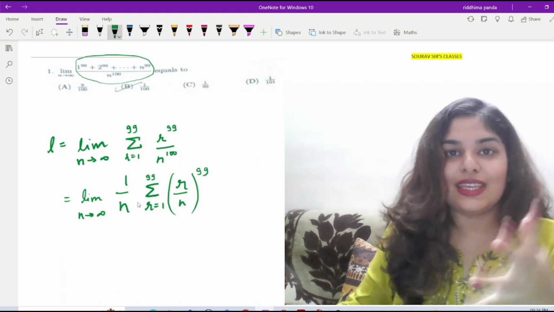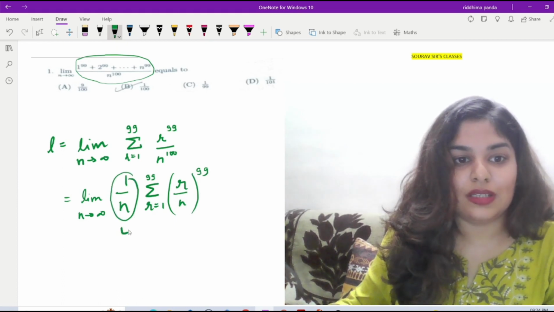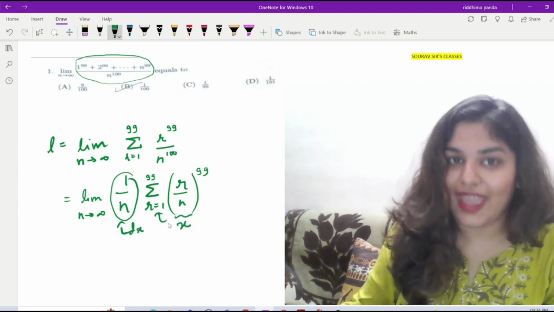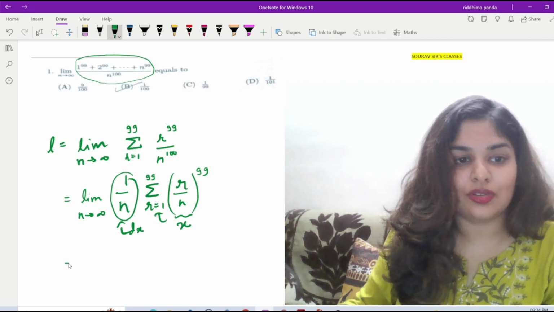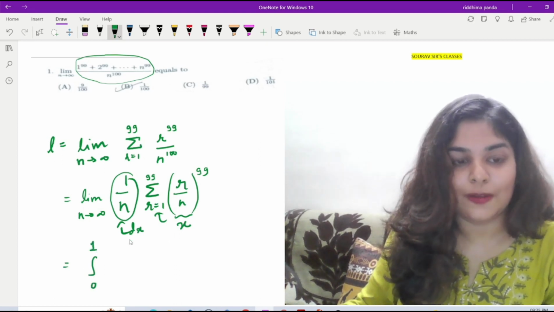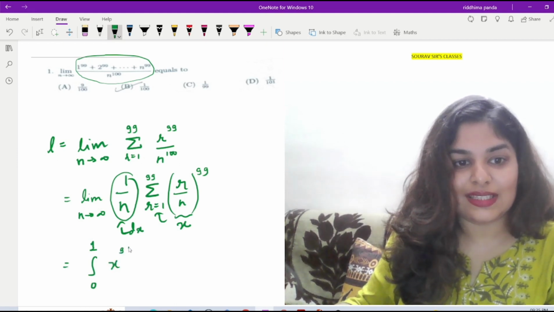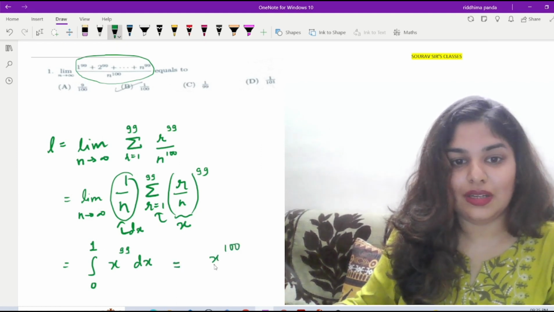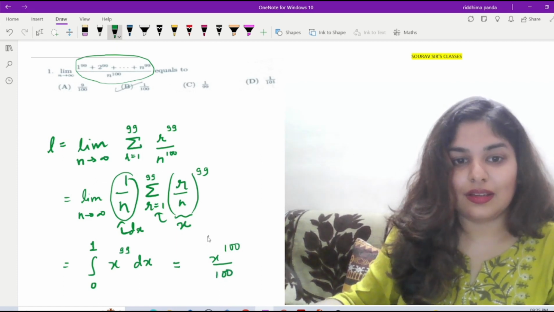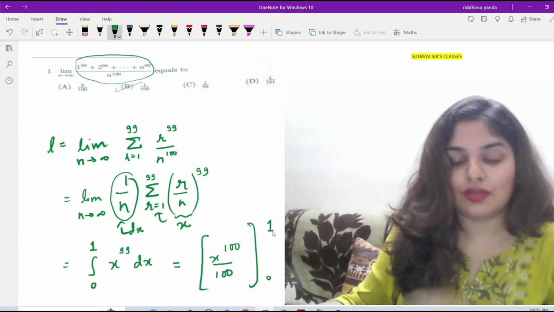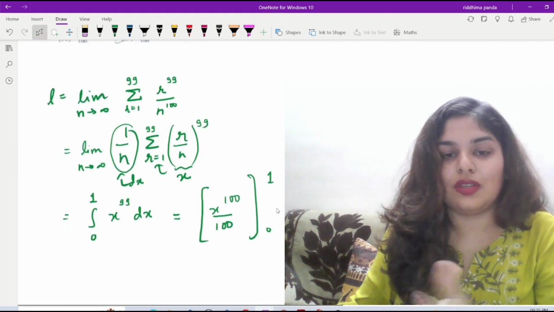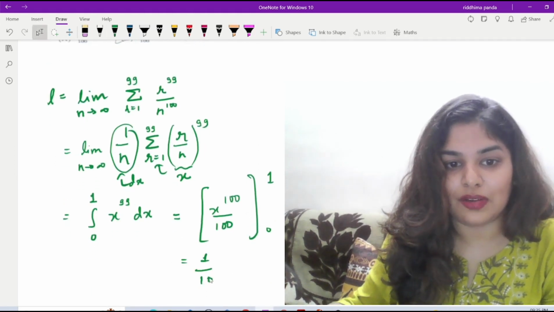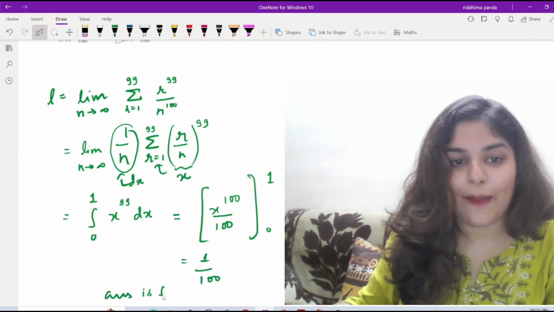Now let us take integration. So this part will be the integration, so that is dx. Here, let us put r by n as x. So we are going to take the integration over the interval 0 to 1 of x to the power 99 dx. If we integrate it within this interval, we get x to the power 100 by 100 from 0 to 1. If you put in the values, that is 1 to the power 100 minus 0, we will get the answer as 1 by 100. So the answer is B.